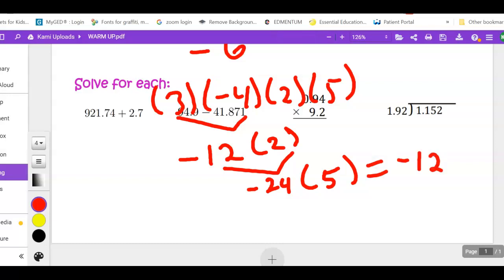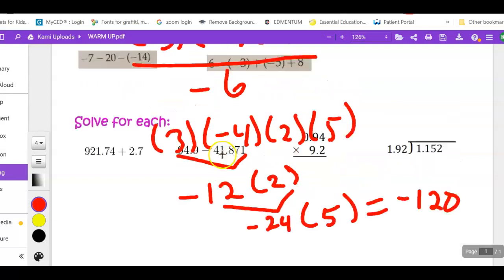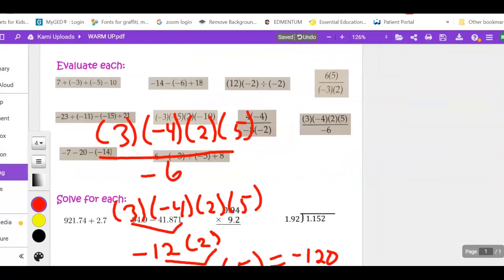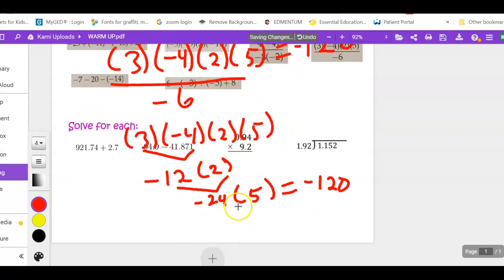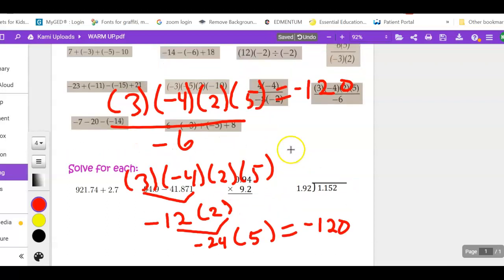So far I have a negative 120 up here. So that's what all of this is equaling right here. Negative 120. Now remember, all this multiplication, like this multiplication, all of that you should be doing by hand. Okay? And then I'm still going to divide that by a negative 6. So I'm going to divide that by a negative 6.